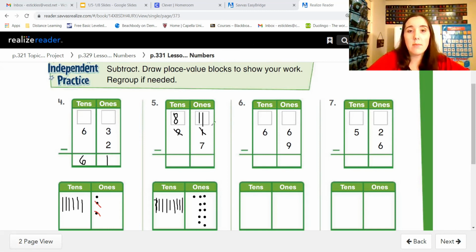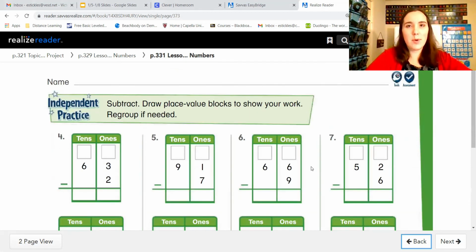So now we have 11 minus 7, which equals 4. And then we have 8 tens minus 0 tens, which would still be 8 tens. So our difference, our answer is 84. Let's turn the page and do a couple more problems.